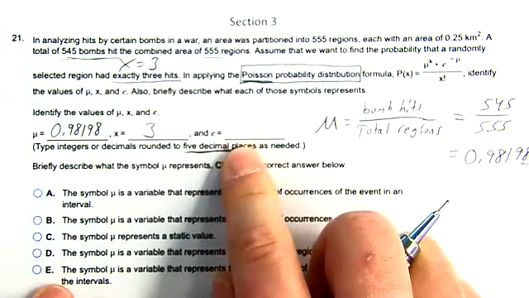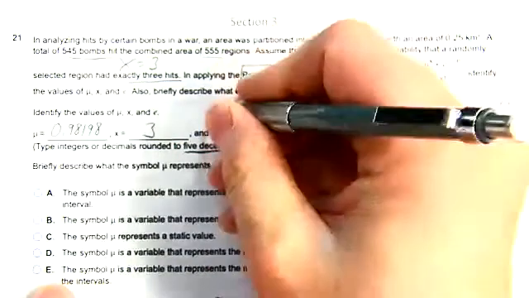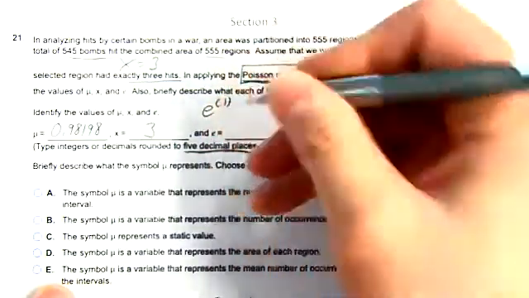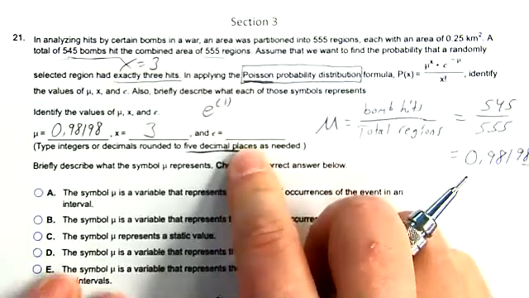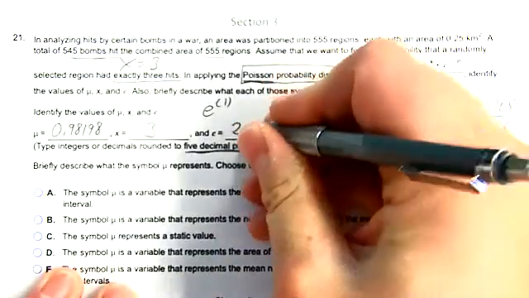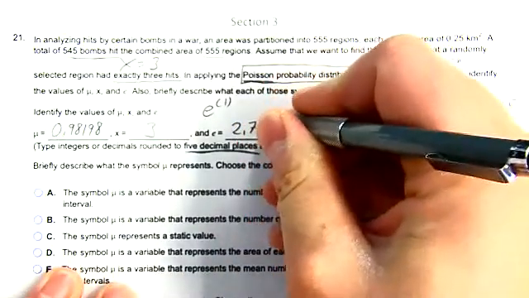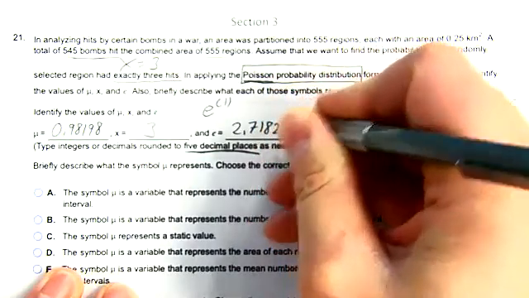Okay, then e is a button on your calculator, but if you type e to the first power and hit enter on your calculator, you will find that e really is just a number. It's 2.71828.